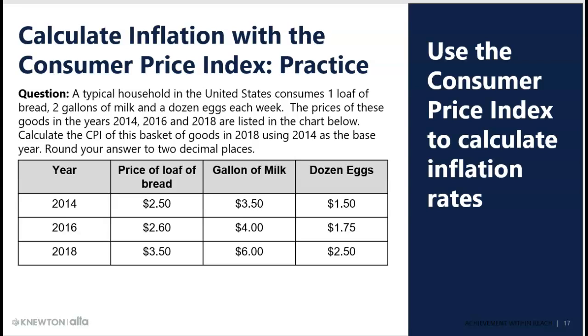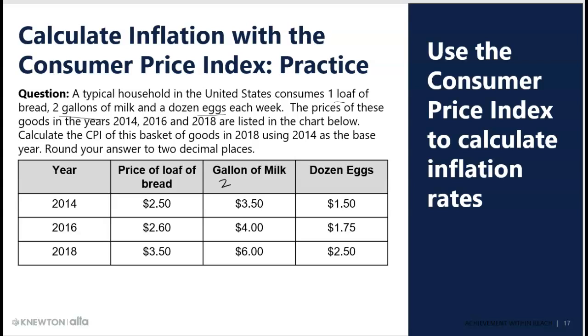So let's do a practice calculation as another percent change practice. Let's say a typical household in the United States consumes 1 loaf of bread, 2 gallons of milk, and a dozen eggs. Well, that's not my house. There's only 2 of us. We pretty much have 0 milk and no bread. But anyway, the prices for the different years are here.